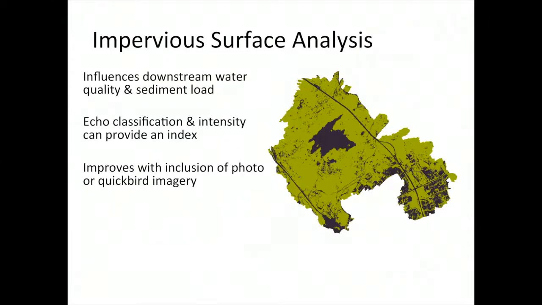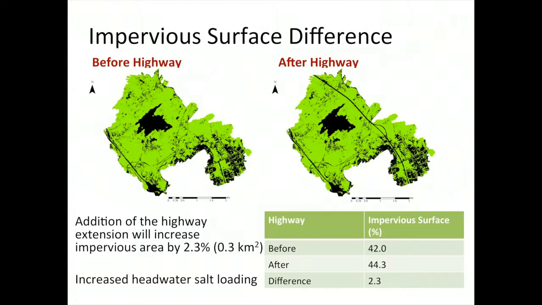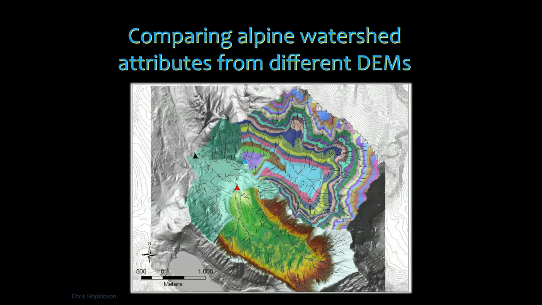And then the other element was the changes to impervious surface. Well, in this case it was a very small change, but nonetheless it was something you could very easily map. In the interest of time, I'm going to skip through some of these quite quickly.